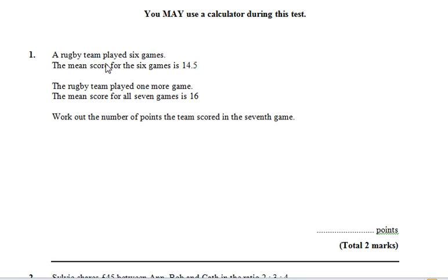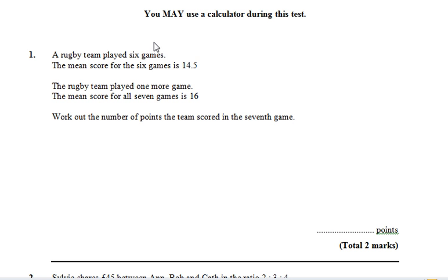A rugby team played 6 games and the mean score for the 6 games is 14.5. The rugby team played one more game. The mean score for all 7 games is 16. Work out the number of points the team scored in the 7th game.